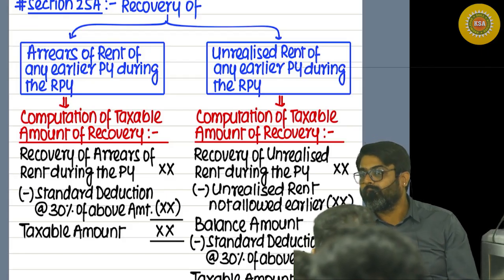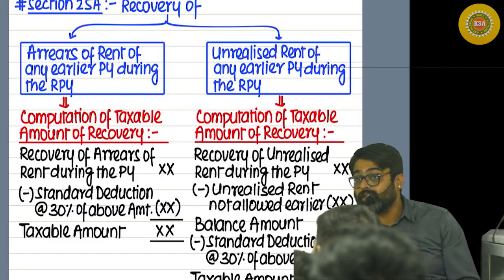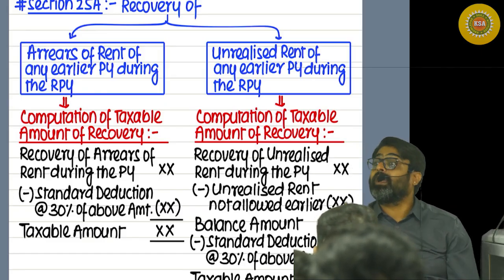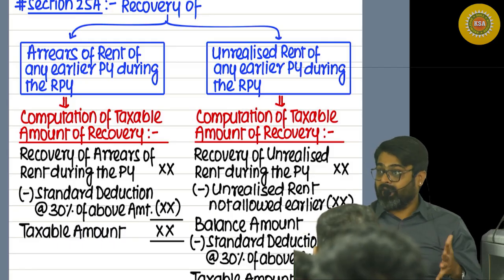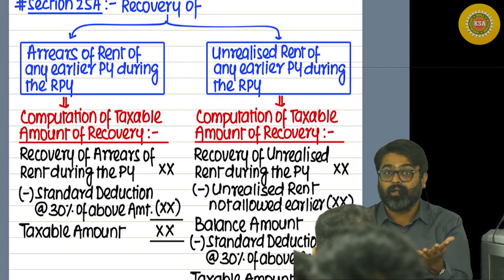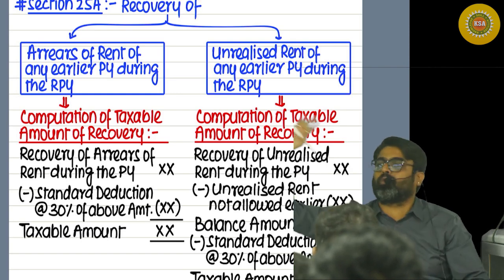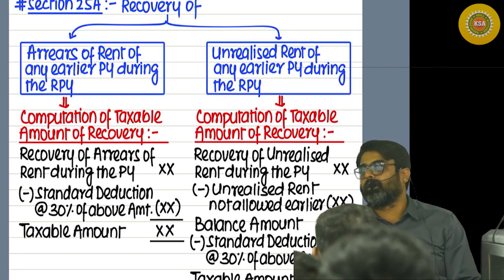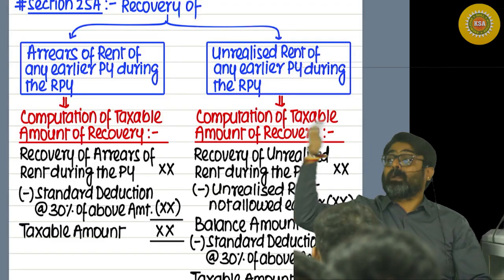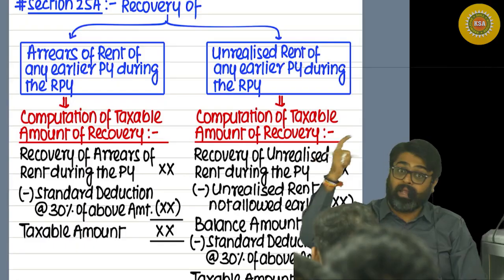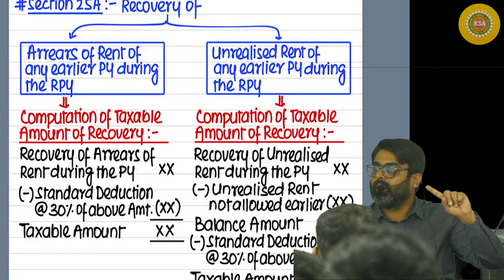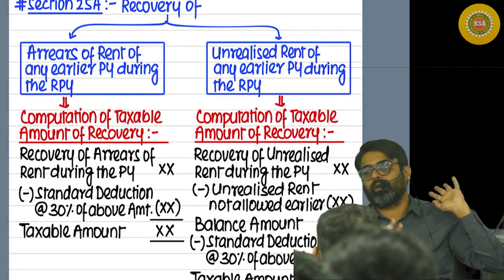Even if the property to which this arrears relate is no more owned by you. So even if the property to which this arrears relates is not owned by you in this year, you have already sold that property 2-3 years back. Now do you own this property? No. But the arrears of that property you are receiving in this year, still it will be taxable under the head house property, as per section 25A. Ownership is not important now.